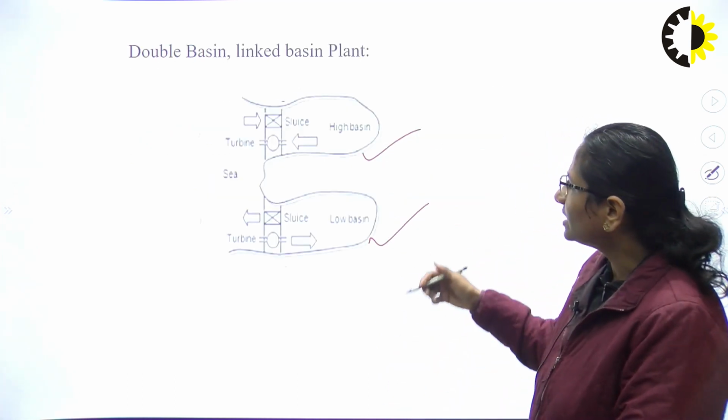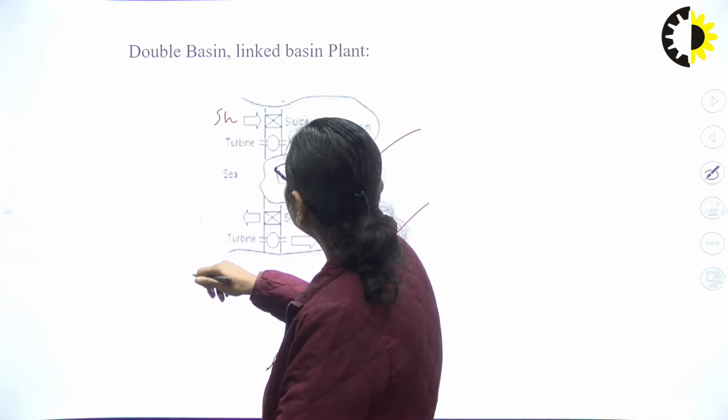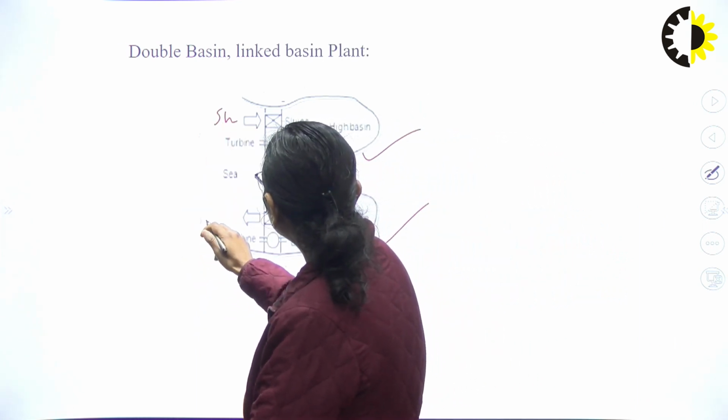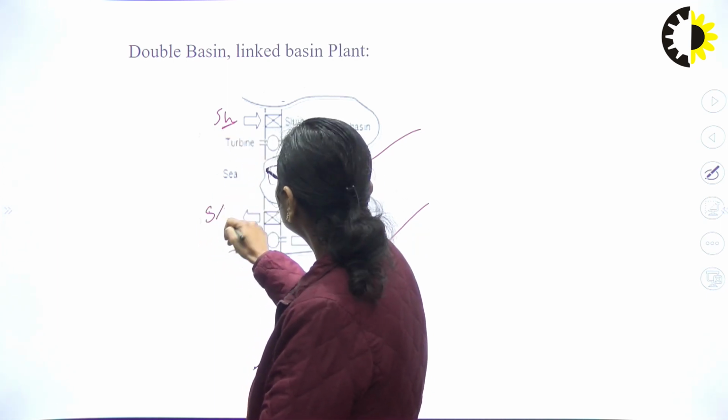Let me show you the structure again. This is SH, the sluice gate for high tide, and here we have the sluice gate for the low tide.